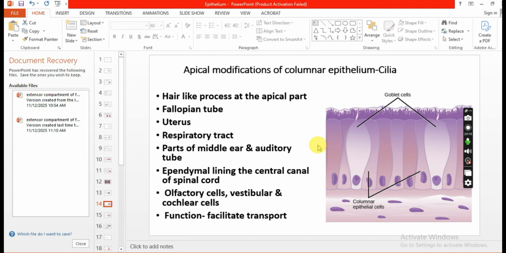It could be seen in the eustachian and auditory tube, the ependymal canal or the central canal of the spinal cord lined by ependyma, olfactory cells, and vestibular or cochlear cells. All these areas, it facilitates the transport. Learn, remember a few of them at least. Okay.